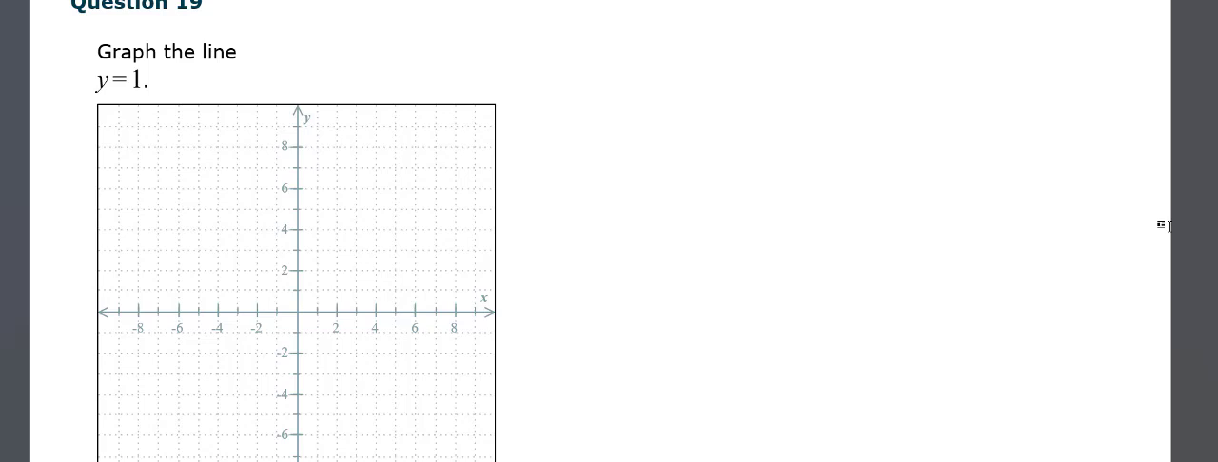The next problem says graph the line y equals 1. So anytime we have a single variable, either x equals, or we can make it y equals, and you don't see the other variable, we don't see an x here, our line is either going to be horizontal or vertical. If our equation is x equals, then we're going to have a vertical line. If it's y equals, we're going to have a horizontal line.